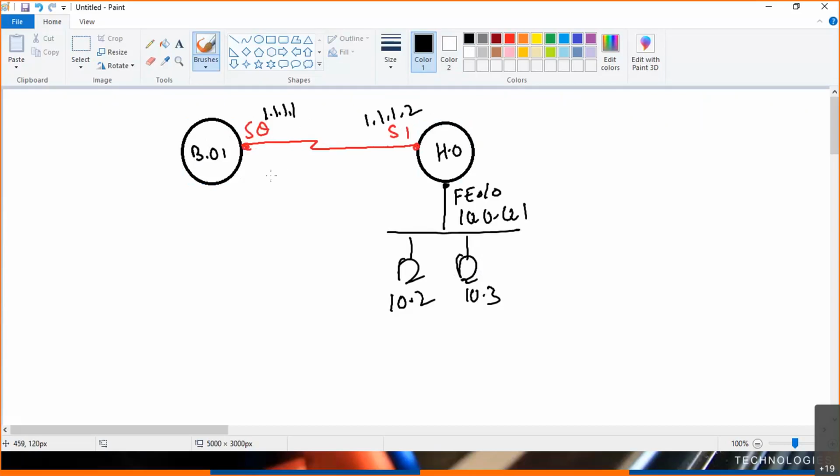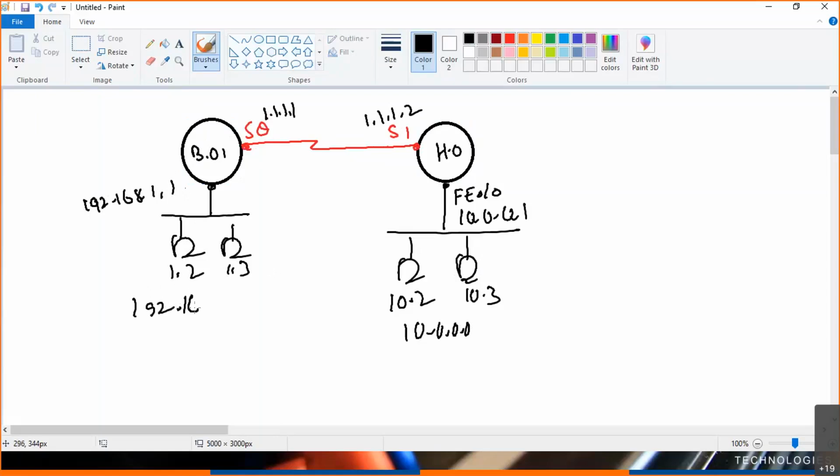Condition number 3: head office LAN and branch 1 LAN should be in different networks. For the head office LAN I have used a standard network, and for the branch office LAN, can I use the 10 dot network again here? No. So it should be different. So for branch 1 I'm using 192.168.1.1, 1.2, 1.3. The network is 192.168.1.0.